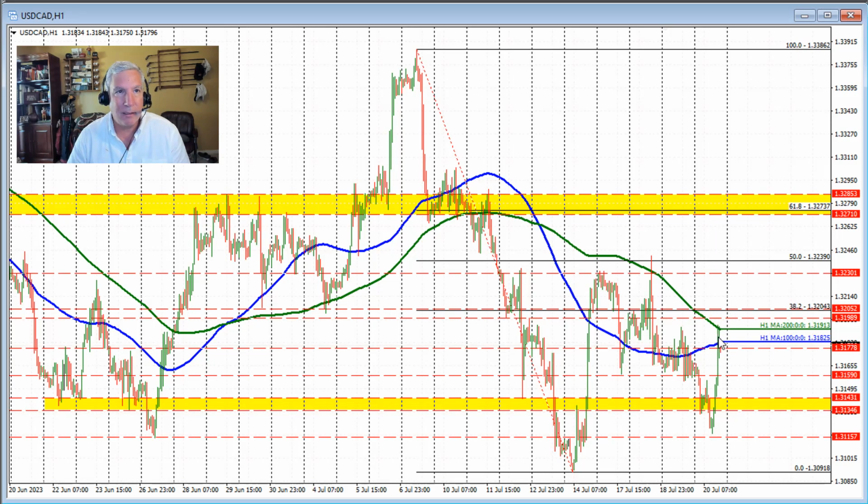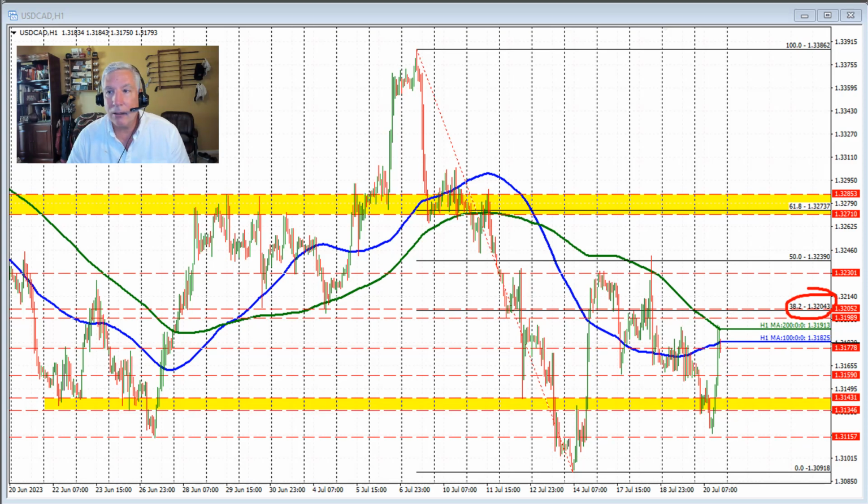We came up and tested it not once but twice, and as you can see, we're currently trading just below the 100-hour moving average. So getting above each of those levels is still required to get the price moving more to the upside. The 38.2% retracement currently at 1.32043 would be the next target if these moving averages can be broken with any sort of momentum.